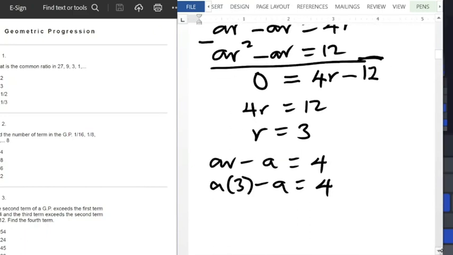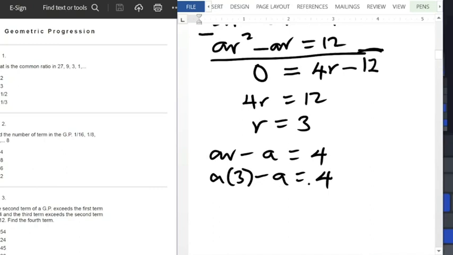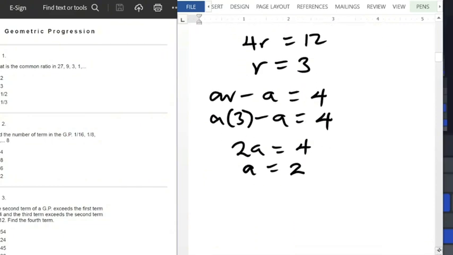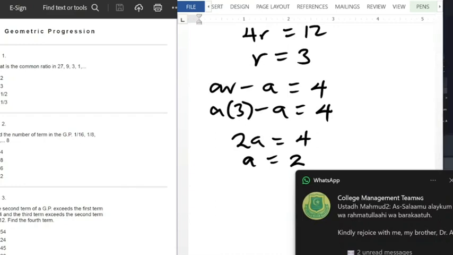So from there, we have 3A minus A. 3A minus A, that is 2A equals 4. So A equals 2, by dividing both sides by what? By 2. So after getting that, you can now go back to the question.